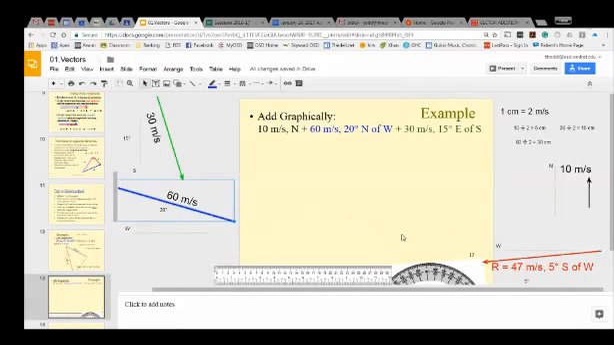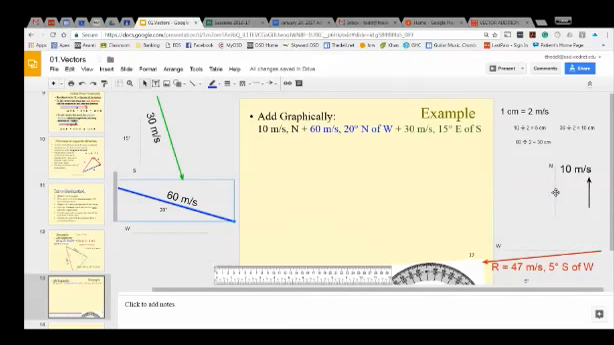Okay, so we're going to do the next example. This next example is 10 meters per second to the north. So that's due north. We're going to add 60 meters per second, 20 degrees north of west. And then we're going to add a third one, 30 meters per second, 15 degrees east of south. Okay, so now I have 3 of them to do. You should go ahead and start working on this.